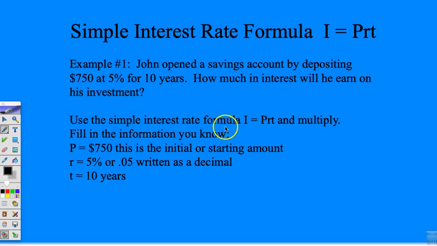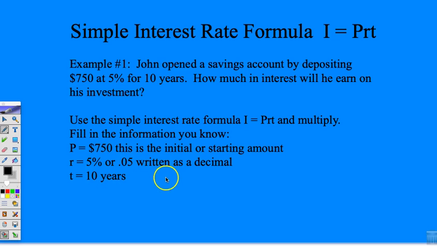So we're going to start by using this formula, I is equal to P times R times T, and we're just going to multiply the three values together. Now, down here you can see that I'm telling you that the principal is equivalent to $750. And that's because that's what we're starting with when John opened his account. The bank he's investing it in is offering 5% rate of return on his investment. So you can use your percent key on your calculator, or if you write it as a decimal, remember you drop the percent symbol and move it 2 places to the left. So that would be 0.05. And time is given in 10 years.